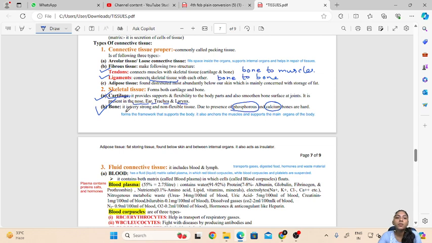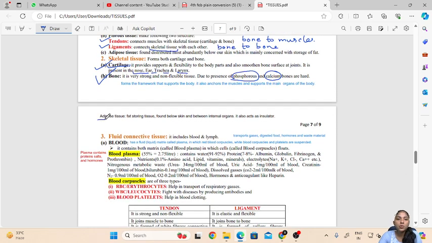Now another type of connective tissue is the adipose tissue. This adipose tissue is usually present below the skin and between the internal organs. Now the function of this adipose tissue is the storage of fat in our body. Now as it stores fat, it also acts as an insulator. Because of this adipose tissue, we do not feel so cold, or we have a protective layer or insulation during the cold weather.